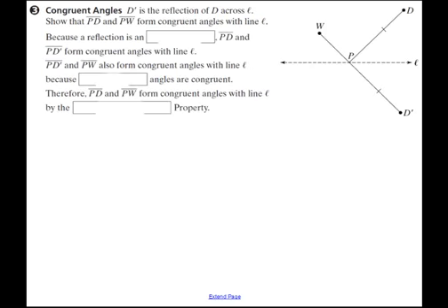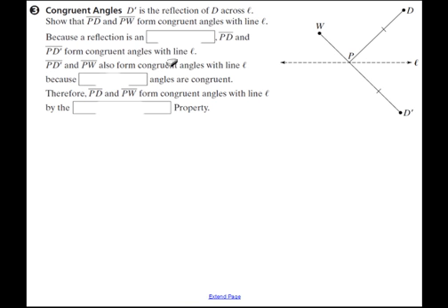Okay. One more example, and then I'll turn you loose on the quick checks. Here they're telling us that D prime is the reflection of D across line L. So here's D, here's the image, and here's the line of reflection. To show that PD, so PD would be this segment, and PW, this segment, form congruent angles with line L, they're looking at this angle in here, and this angle in here.